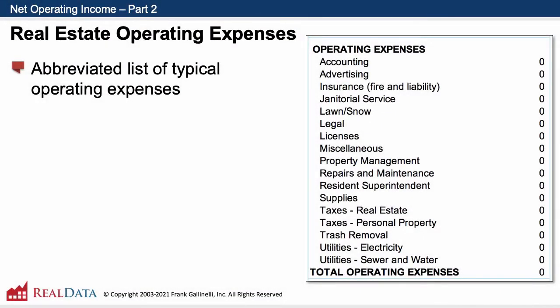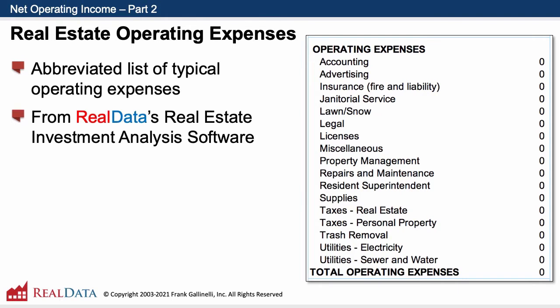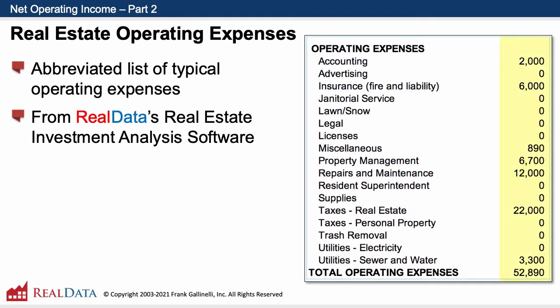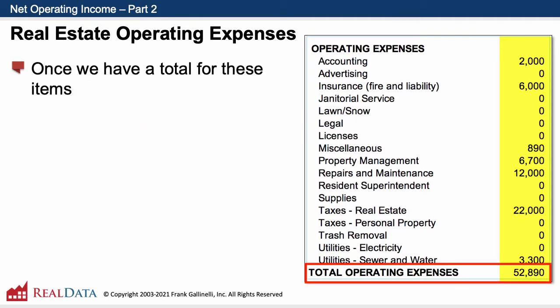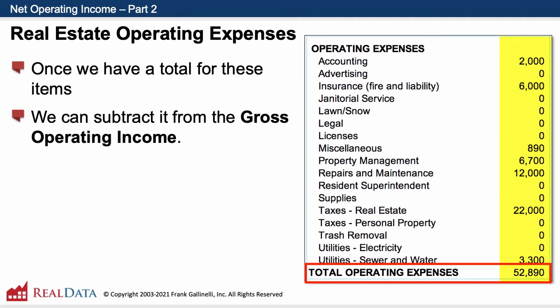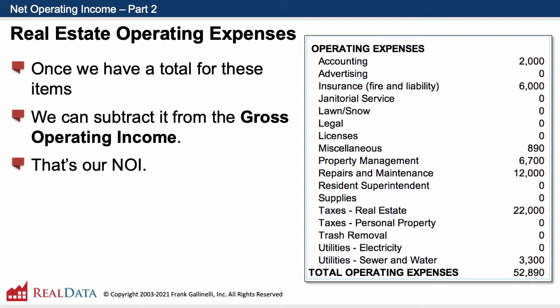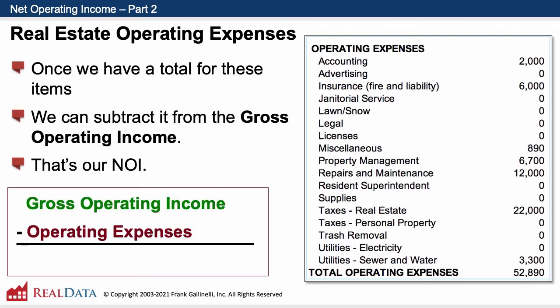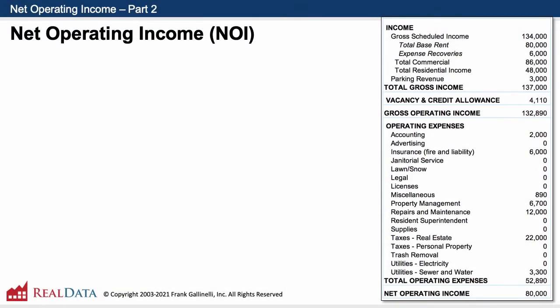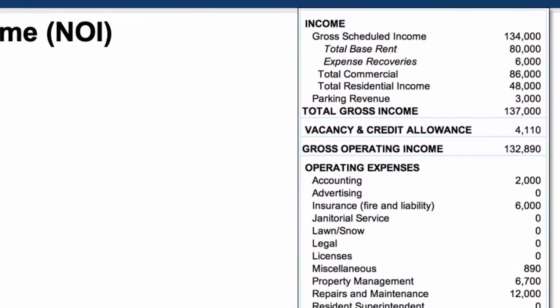Here's a slightly abbreviated list of typical operating expenses, again from RealData's Real Estate Investment Analysis software. In the interest of brevity, I'll plug in just a few expenses, and those are going to total $52,890. Once we have a total for these items, we can subtract it from the gross operating income, and that's our NOI. Income minus operating expenses equals NOI. So now, let's look at that APOD form from top to bottom.